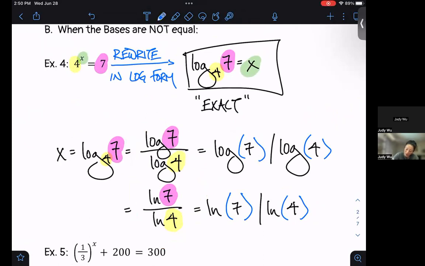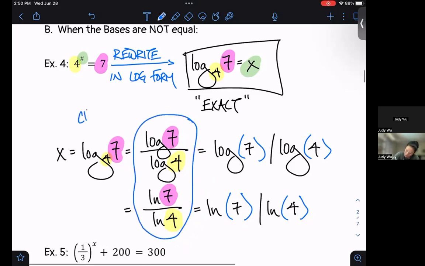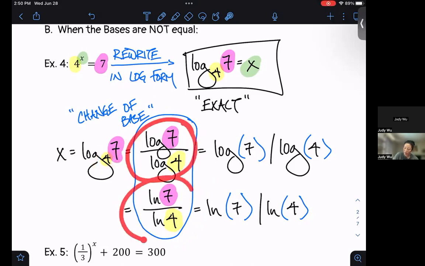More than just typing this into the calculator, we refer to these as change of base. When someone says change of base, what they mean is change it from base 4 to either base 10 or base e.